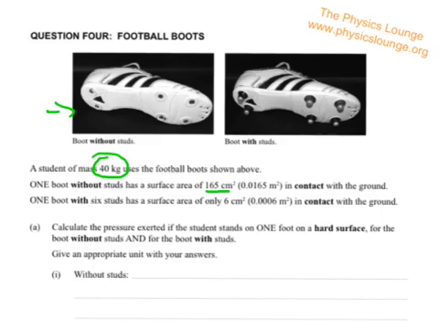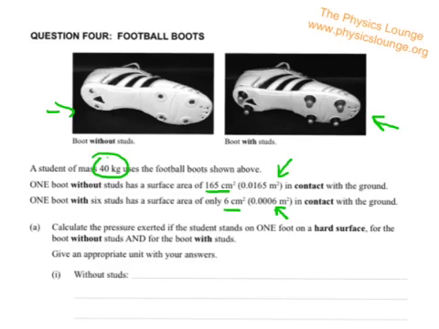Anyway, one boot without studs, this one, has a surface area of 165 centimeters squared, which is given in brackets there to show you the measurement in meters squared, which is SI units, so that's probably the ones we're going to use if we're calculating anything. And that's the area in contact with the ground. And one boot with 6 studs, here we are over here, has a surface area of only 6 centimeters squared. That's a big difference from 165, and again the SI units, and that's 6 centimeters squared in contact with the ground.